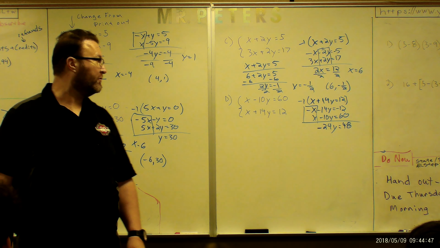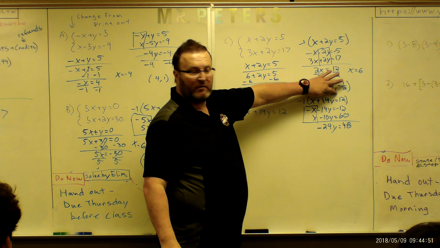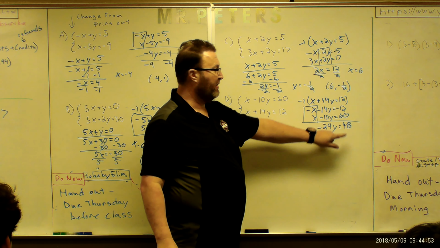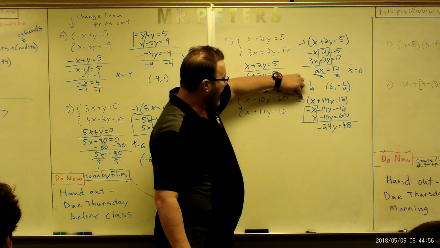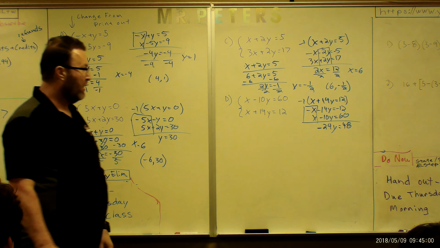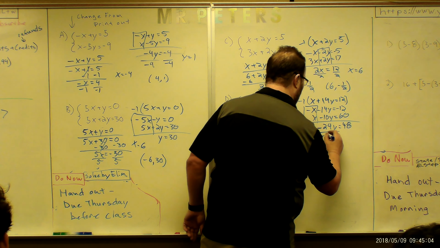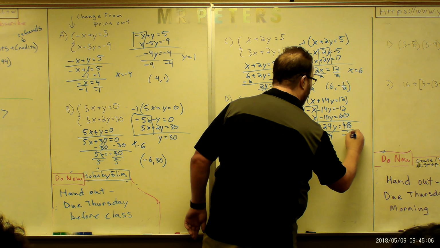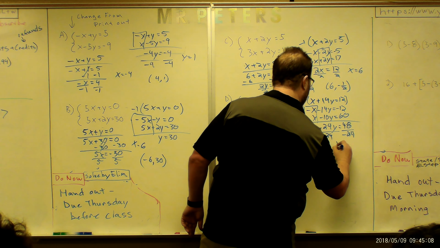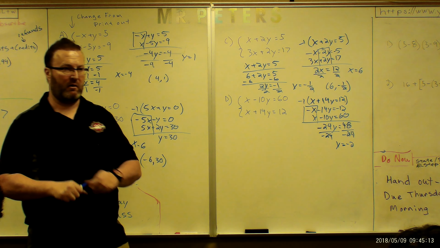Wow. You're right. Oh, it's negative? Yeah, because negative 1 times positive 12 is negative 12. Why is it negative? Because this is negative, and the original problem is 12. Good question, though. Okay, are we done? No. We've got to divide by negative 24. What's my y? Negative 2. Yes, negative 2. Any questions so far?